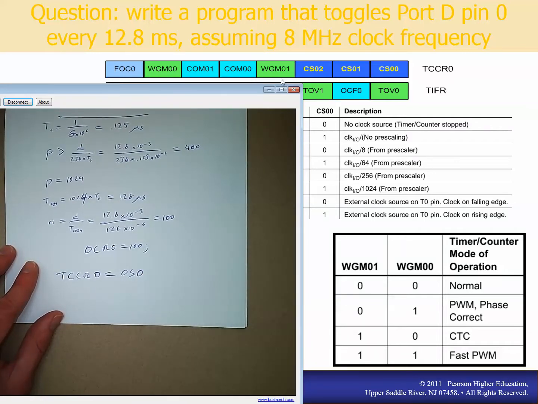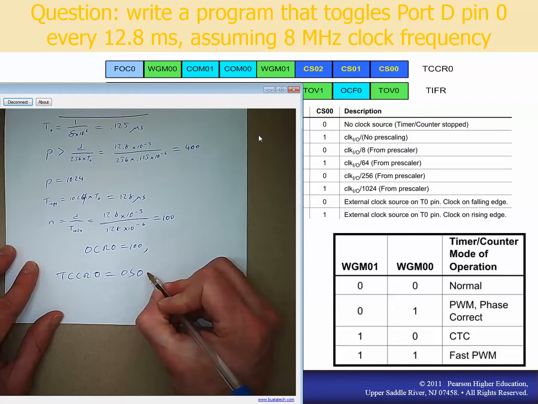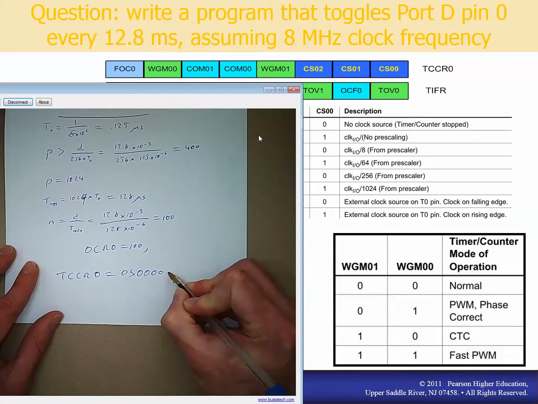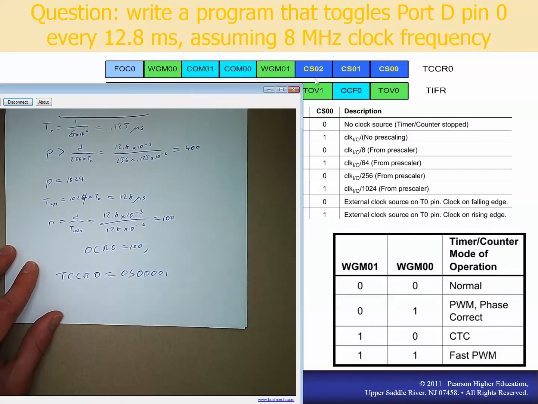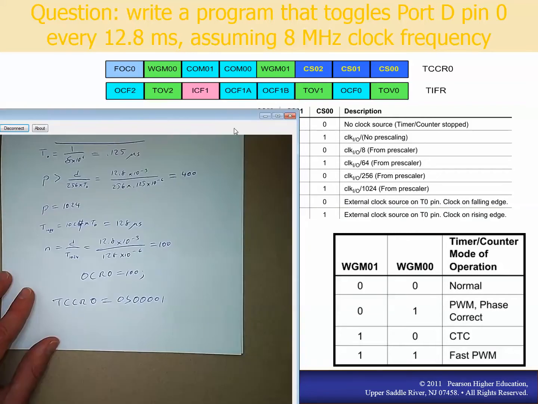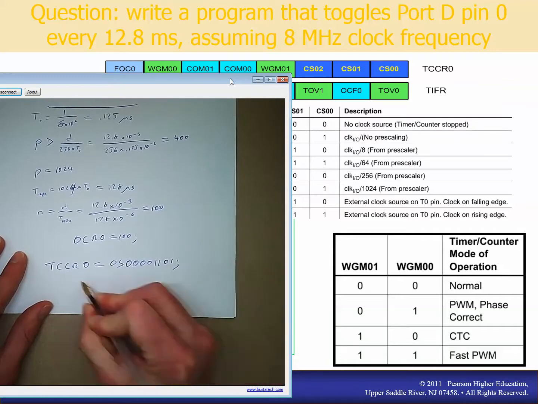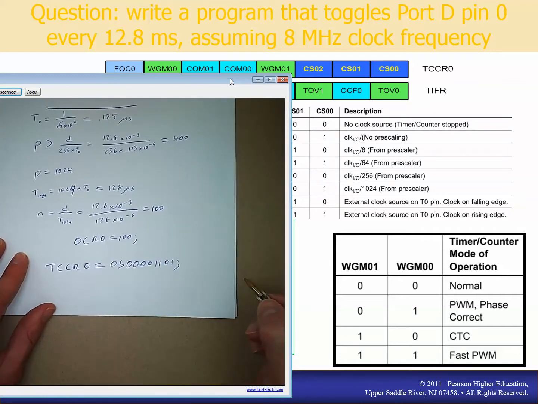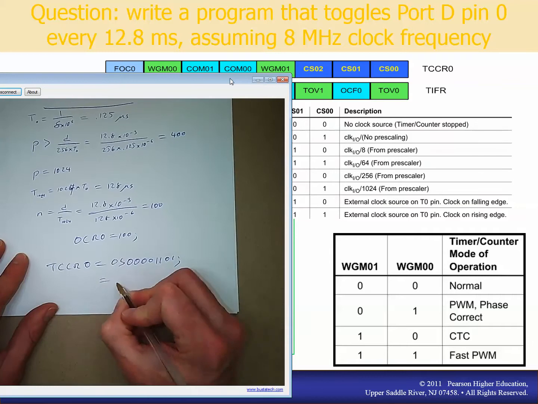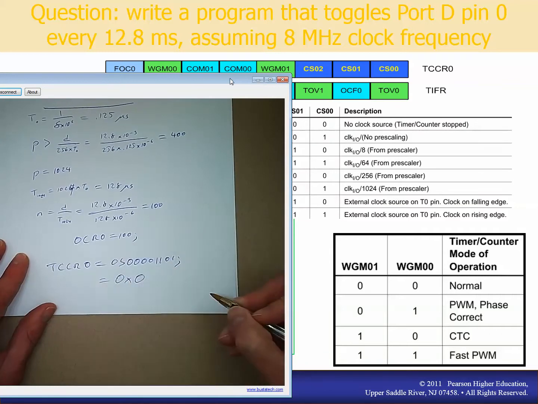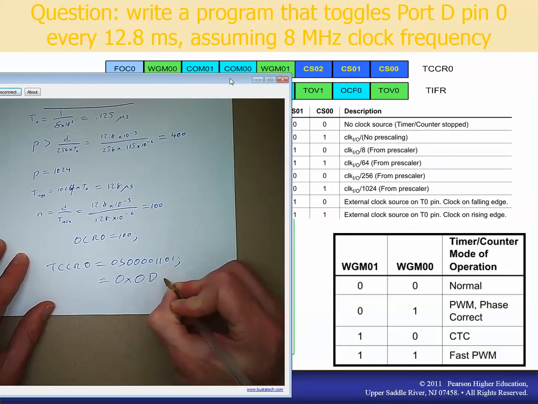WGM 0, 0 and 0, 1. This is 0, 0 for normal mode and 0, 1 for CTC mode. So we want a 0 there. The next two are zeros always. And then we want a 1 for CTC mode. And then our clock selection bits. We need a 1024 prescaler. So that's 101. So that's what TCCR0 needs to be. And that is in hex 0D.